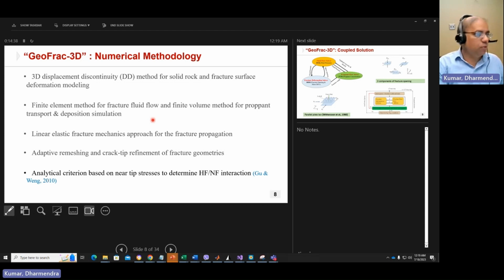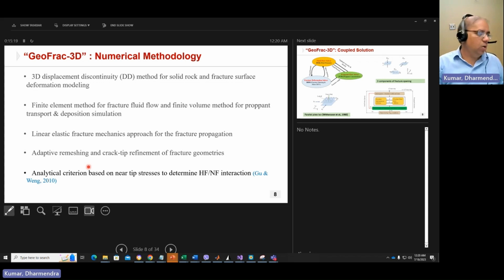So once you create the hydraulic fracture, you need to keep it open. That's why we pump the proppant, so you need to have the proppants in your model too. And fracture propagation is simulated using linear elastic fracture mechanics. There is additional complexity in hydraulic fracturing because your fracture geometry is changing with time. So in the simulation, you always need to keep updating your mesh, because you have to optimize the fracture geometry also.